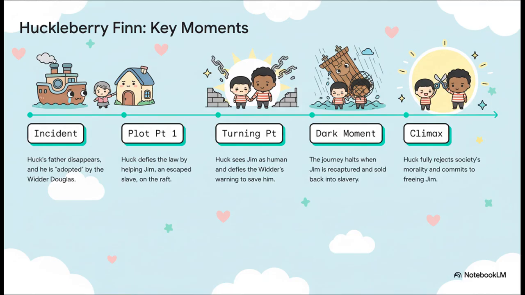Then plot point 1 kicks the whole adventure into gear. Huck makes the dangerous, illegal choice to help Jim escape. The moral core of the entire book is the character turning point, when Huck literally tears up the letter that would betray Jim, choosing friendship over everything he's been taught. The dark moment is just heartbreaking. Their journey is over when Jim is captured. And the climax? Huck goes all in, committing to saving his friend and solidifying his break from the society that raised him. See? The same skeleton is right there.